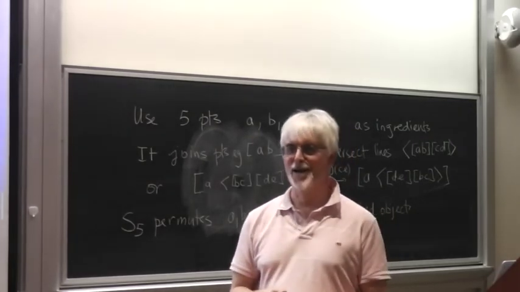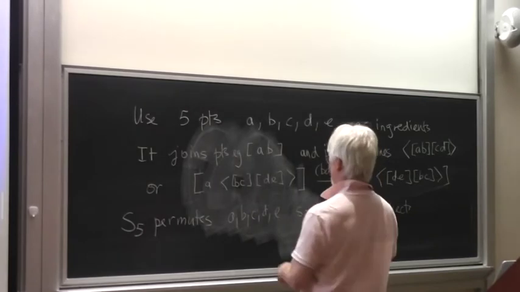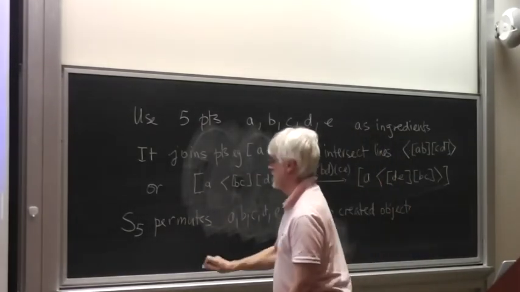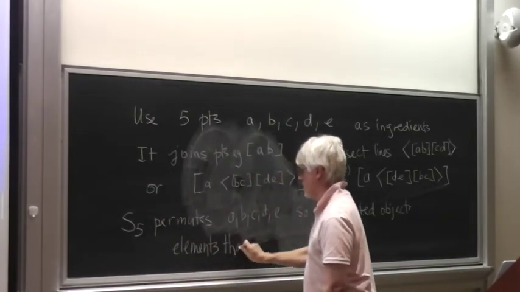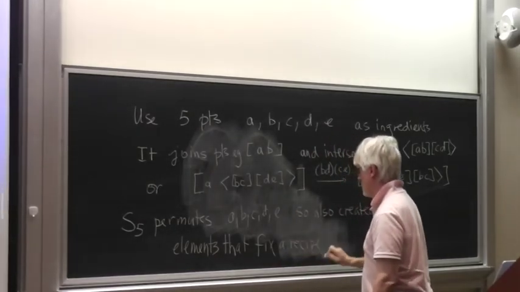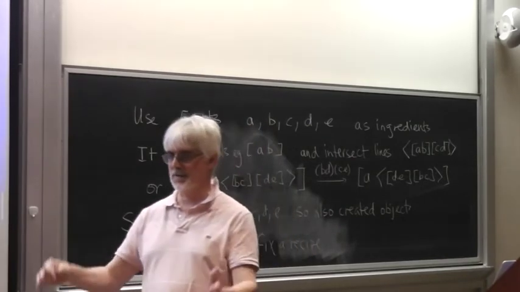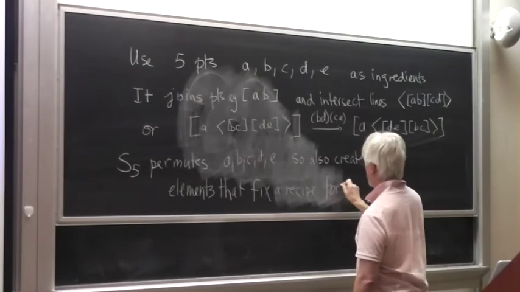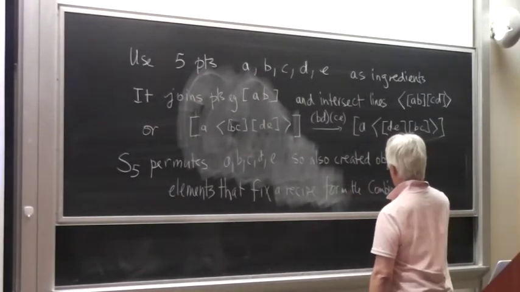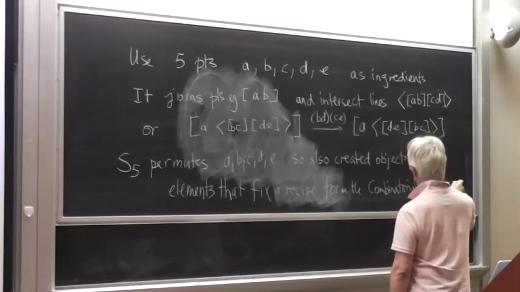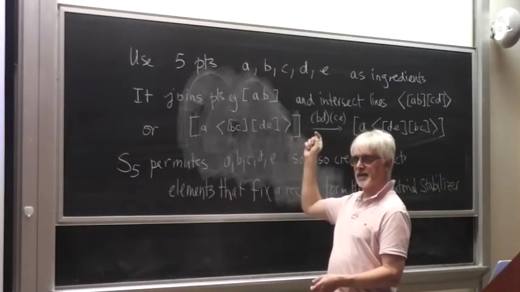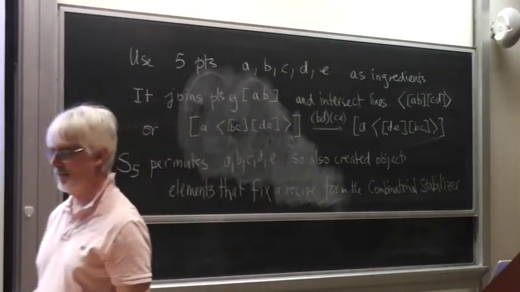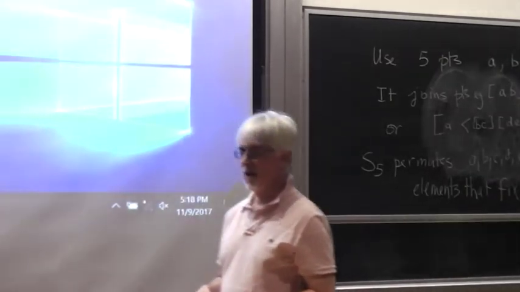And if you're mildly awake, you'll see they're the same thing, because intersecting BC with DE is the same as intersecting DE with BC. So elements that fix a recipe belong to the combinatorial stabilizer, because we can just see combinatorially that they don't change anything. Now obviously whatever points we use for A, B, C, D, and E, we'll get the same answer for these computed objects out of the points. So the combinatorial stabilizer stabilizes the recipe and it stabilizes the objects we produce.